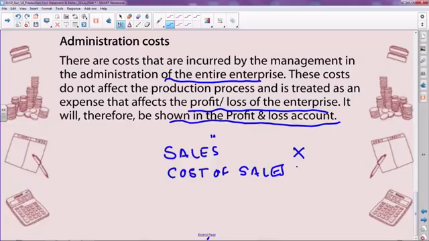So I've got sales and cost of sales. That will give me my gross profit. Remember, you're subtracting that in a bracket. That gives me my gross profit. And from that, you will now subtract your selling and distribution cost and your admin cost, and this will then give you, obviously, your net profit for the year.